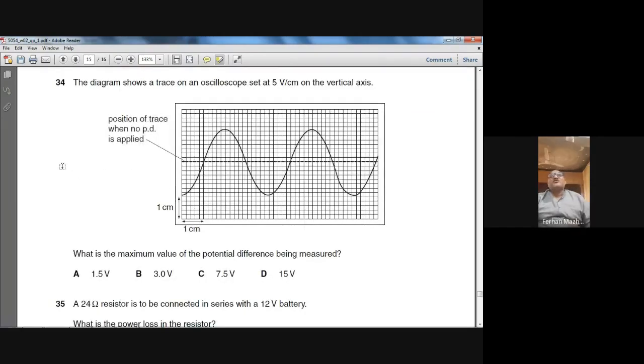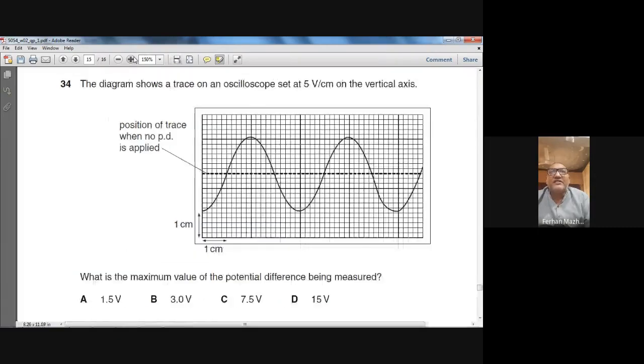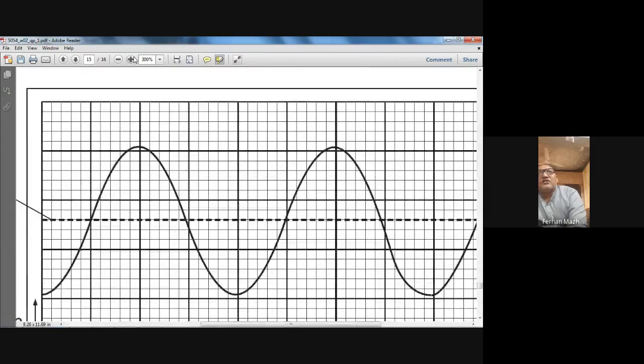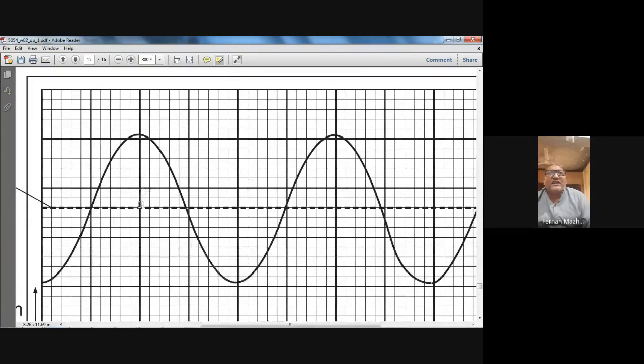The diagram shows a trace on an oscilloscope set at 5 volt per centimeter. So on the vertical axis, 1 centimeter represents 5 volt. What is the maximum value of the potential difference? From the mean position, you have to count how high this has gone up. Let me increase the size so you can check it out. From the mean position, how high did it go up? Check 1, 2, 3, 4, 5.